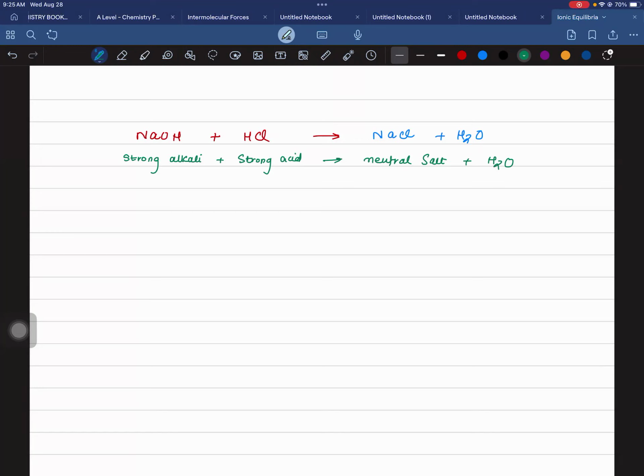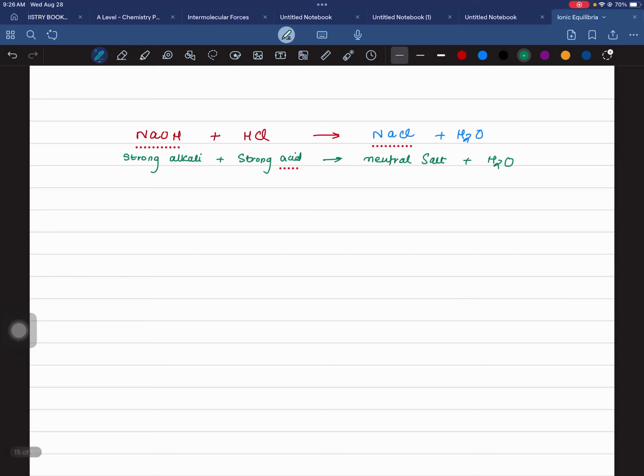Then you can say that the pH is equal to 7 for these titrations. For this reaction, the pH is equal to 7. So neutralization is going to take place when the pH is equal to 7, because this is the neutral salt. But it is not mandatory that you will always see pH equal to 7 at the neutralization point.